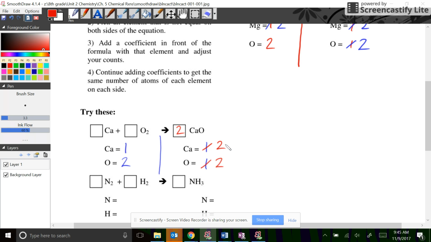Now I can see that the calciums are not balanced, so I'll have to adjust the coefficient on the left. I'll put a 2 there. 2 times that calcium gives me 2. Now it is a balanced equation. I can stop there. I don't have to go any further.